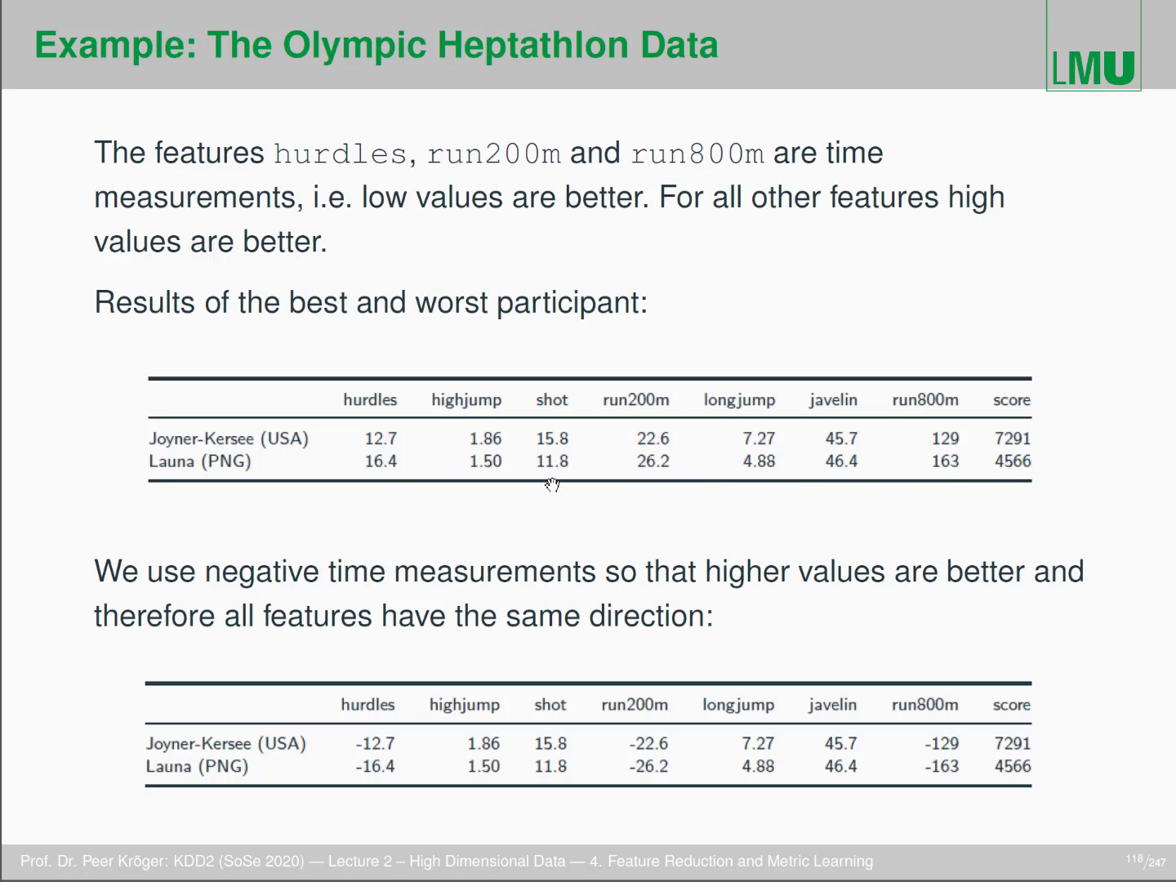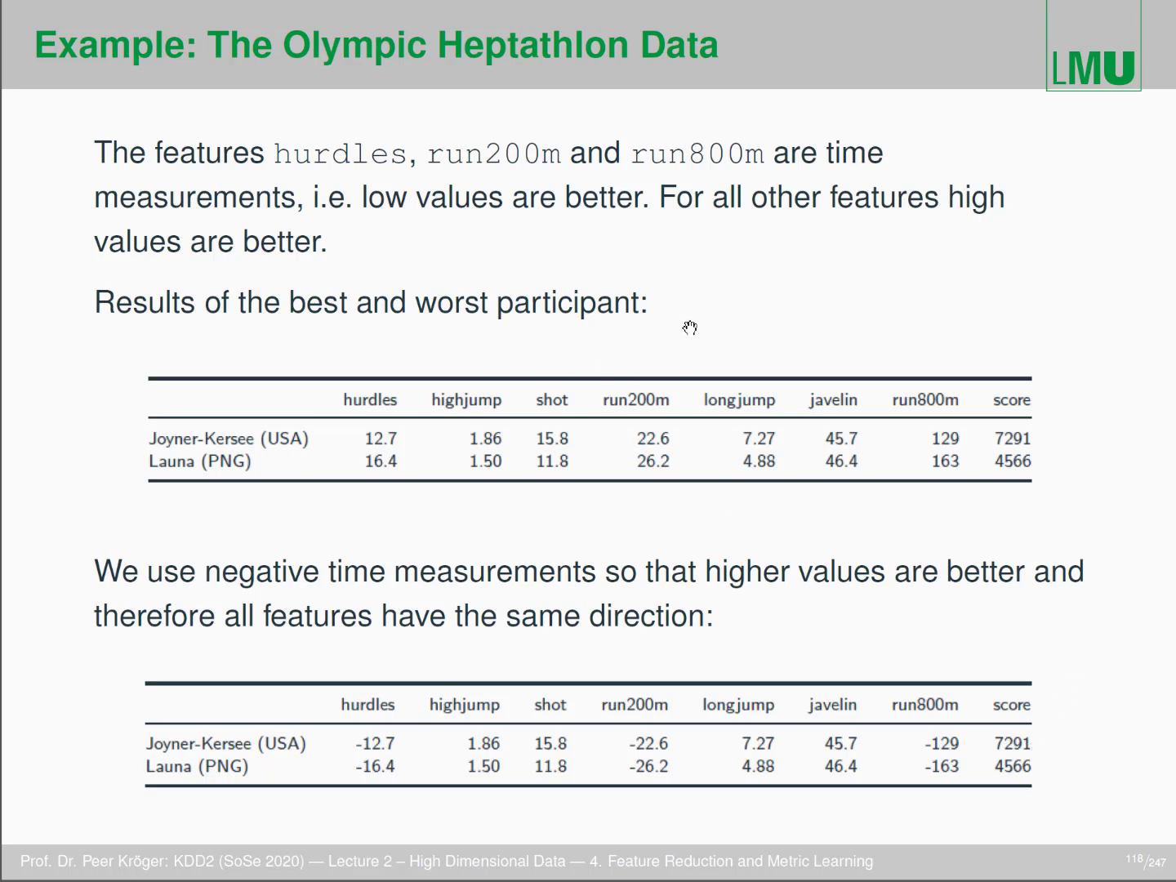Yeah. So now, how can we get those? So you see here the hurdles, which is a running discipline. The lower values, the better, and here the high jump, the higher values, the better, of course. Yeah. So how can we just make them comparable? Well, we use negative time measurements so that higher values are better and therefore all features are in the same direction. So instead of the positive value, we use the negative value, and now the higher values are the better ones in all features. You see it here, yeah. So minus 12 something is better than, is higher, is a larger value than minus 16 something, and so now the larger values are the better in all features, including the final score, of course.